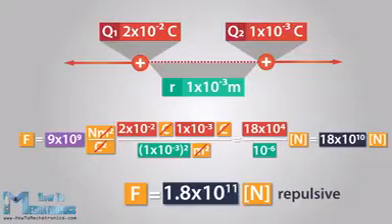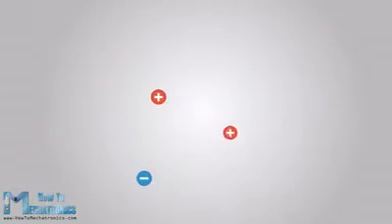In case we had one positive and one negative charge, we would get a negative result, which means that they would attract one another. If there are multiple point charges, let's say 3, we can calculate the force of the two charges that act on the third charge.